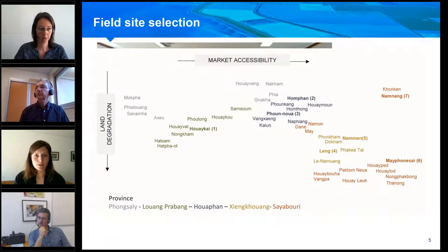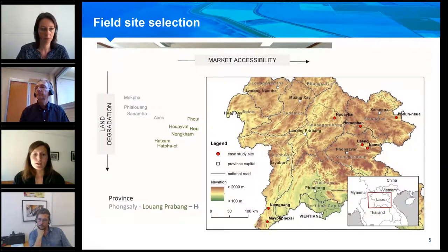We mapped them out and selected 7 of them that could represent a bit the diversity of the backgrounds as well. So we have both upland and lowland areas, and we have 4 different provinces, so that we also can see a little bit the different policies and different other access factors.